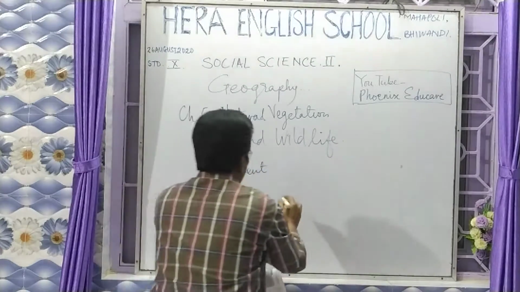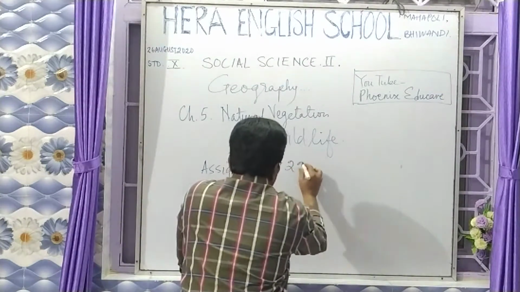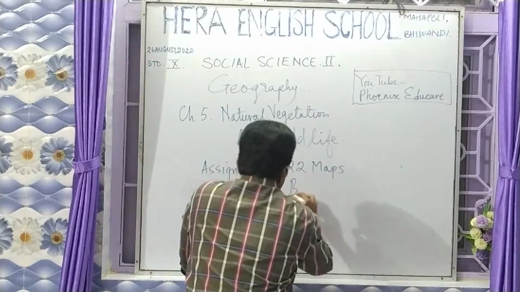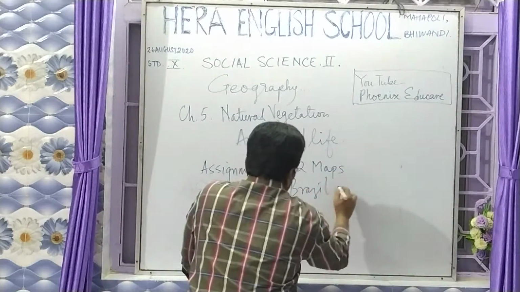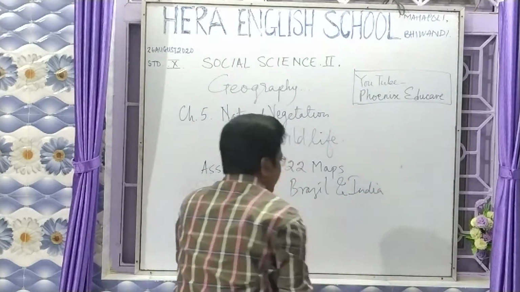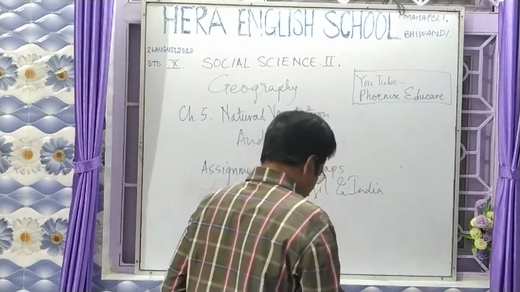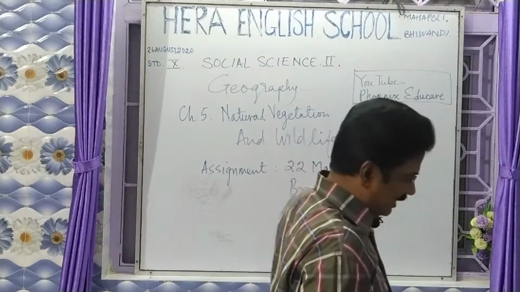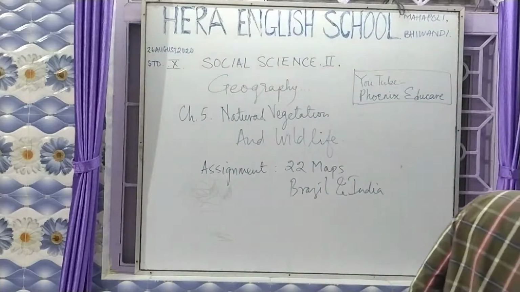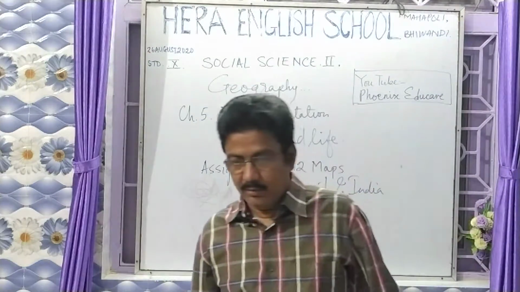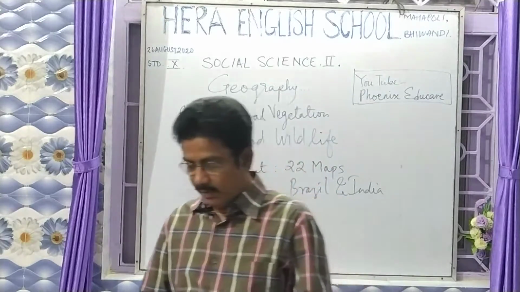Assignment having 22 maps with Brazil and India, which will consist of 10 marks. So you have to remember that you complete those maps clean, clear, proper, perfect. There should not be any eraser work, and no problematic things should take place.